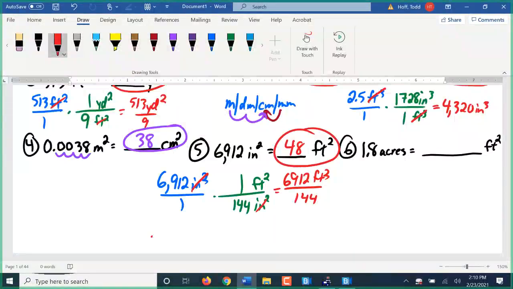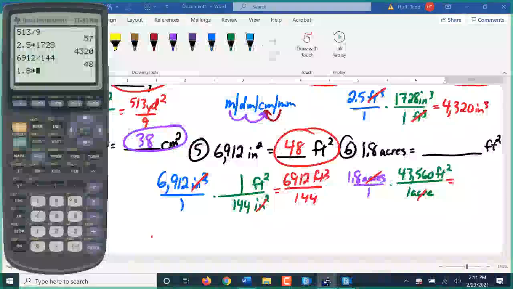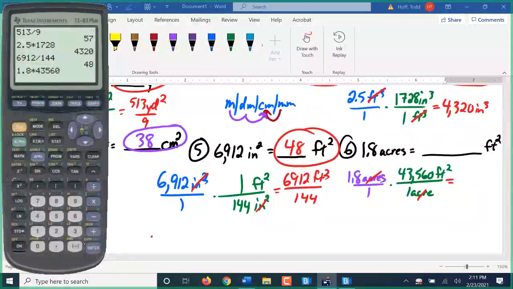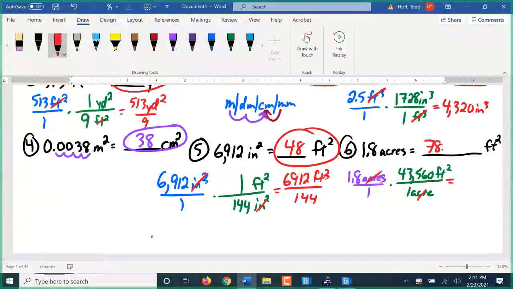And finally, we have acres. 1.8 acres, going into square feet. Well, 1 acre goes on bottom, so it cancels out the acres, is 43,560 square feet. Acres cancel out. 1.8 times 43,560 is 78,408 square feet. Any questions there?